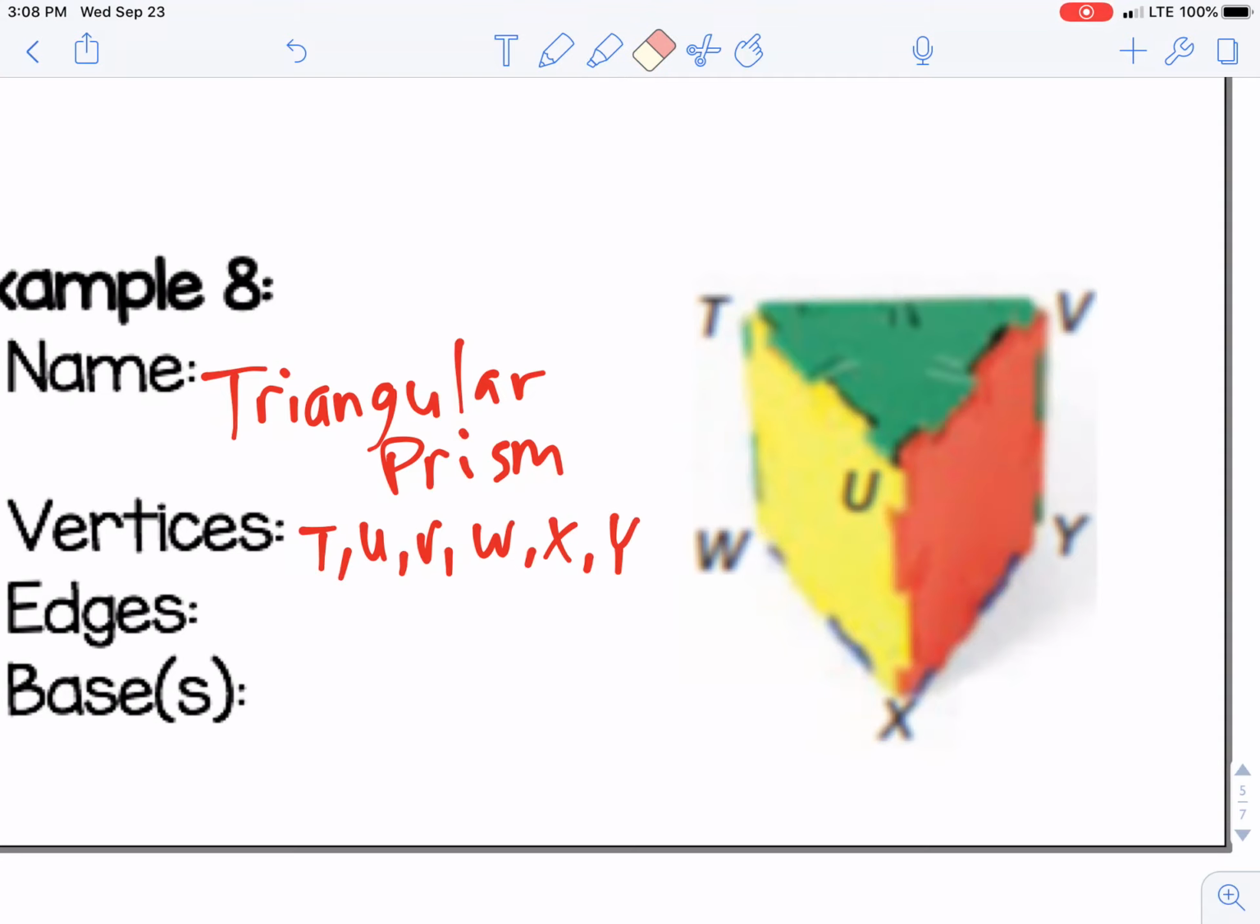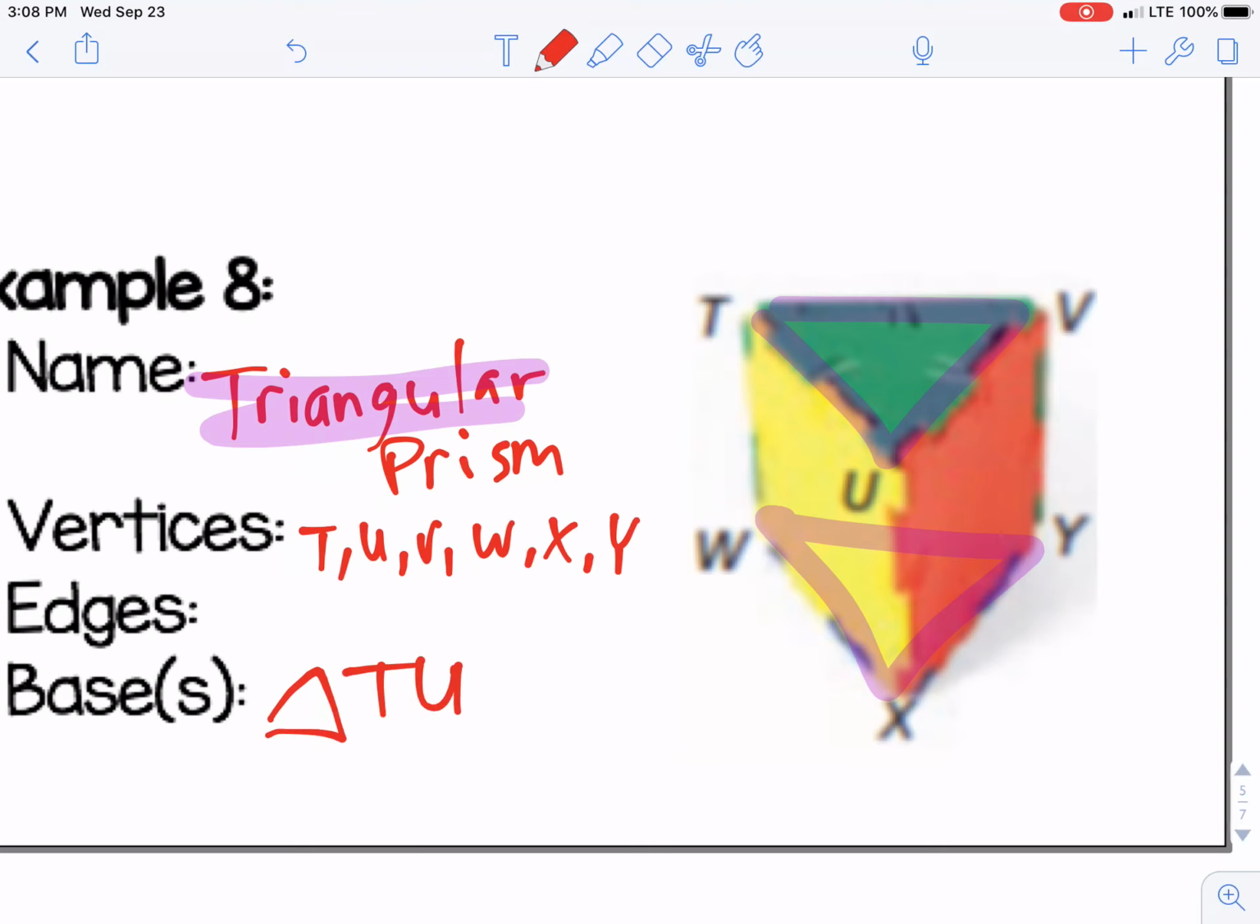We have all of our rectangles, which making it a prism, right? All these are the rectangles making it a prism. So then we have to go with the two that are different shapes. The triangles are not, hence the name triangular prism. Those are our bases. So our names would be triangle TUV and then triangle WXY.